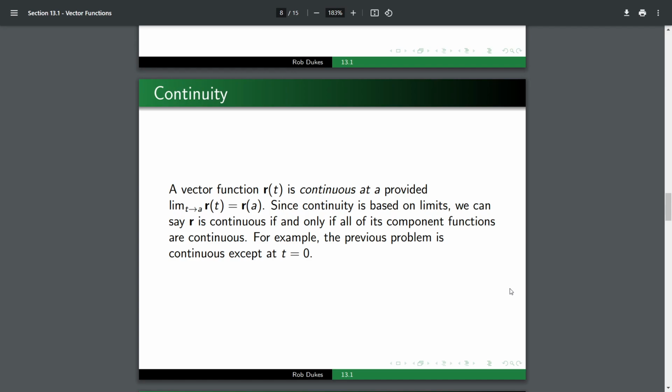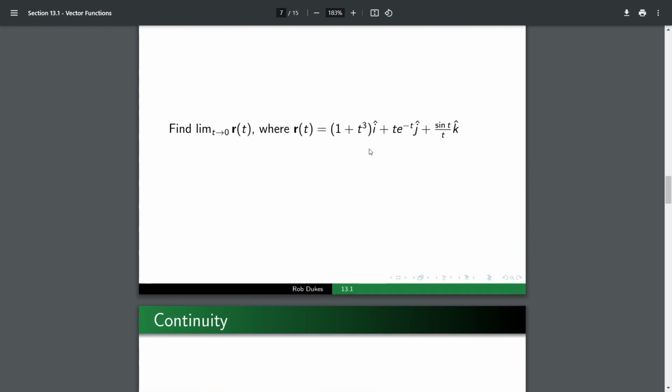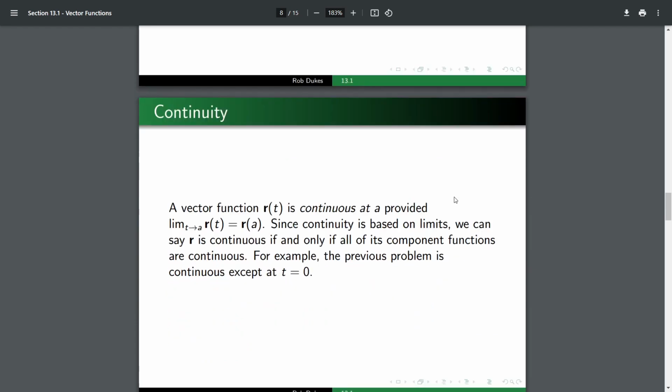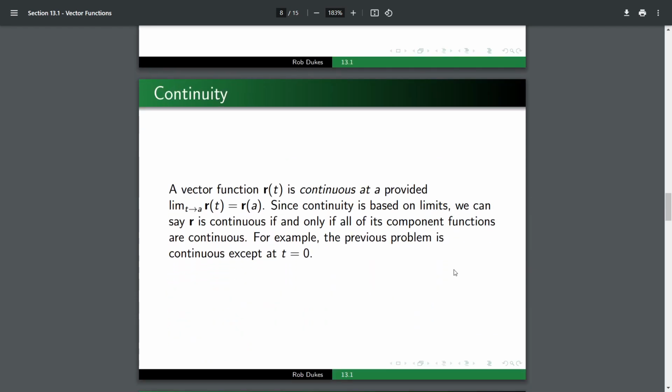Graphically, this means the vector changes smoothly as we change t. It's not going to suddenly jump from one side of the page to the other. If we look at the one we just did, these functions are each continuous, except sine t over t is not continuous at 0, because if you plug in 0 directly, it doesn't exist. So we would say the function overall is continuous everywhere except t equals 0.